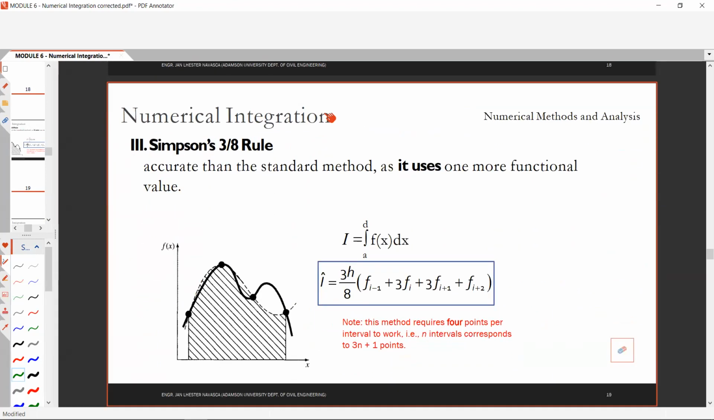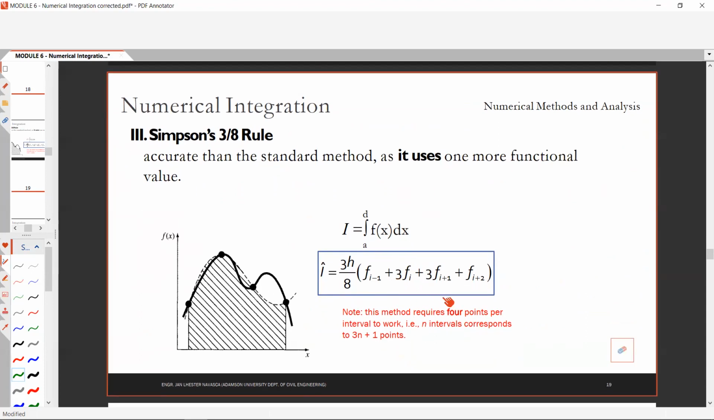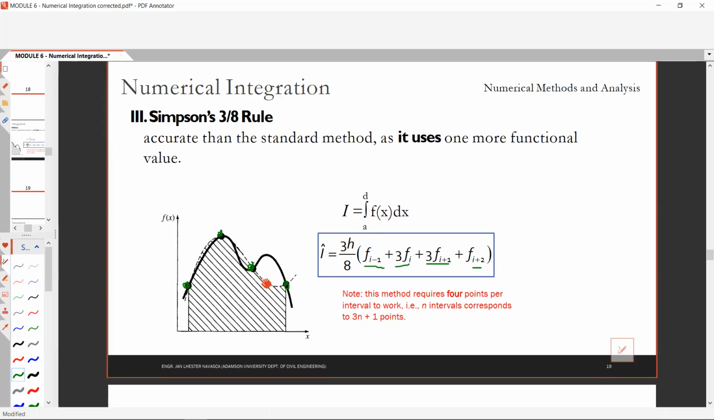Okay. So by the Simpson's 3/8 rule, it is more accurate than the standard method as it uses one more function value. So this one will use 4 points per interval. The formula uses 4 points. This is the formula: 1, f sub 0, then 3, 3, 1. So it needs 4 points per interval. Therefore, this is the equation.